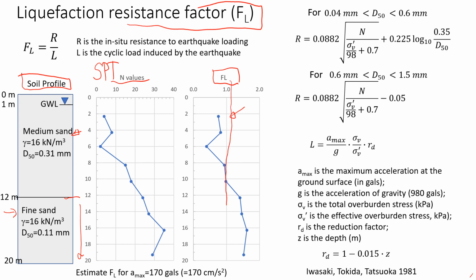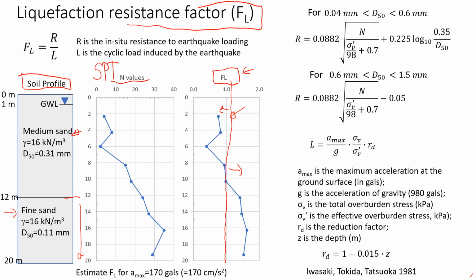You see that this is 1, and everything that is less than 1 is not going to be good. That means that this soil, this sand, will have a very high susceptibility to liquefaction. Everything on the right-hand side means that most likely this soil is not going to liquefy if there is an earthquake. So how do we get this factor FL?